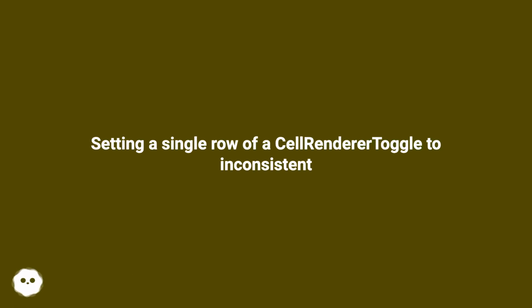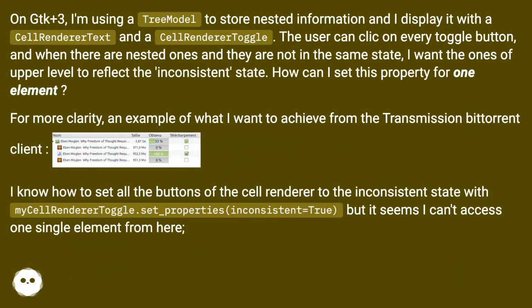Setting a single row of a CellRenderer toggle to inconsistent. On GTK+ 3, I'm using a tree model to store nested information, and I display it with a CellRendererText and a CellRendererToggle. The user can click on every toggle button, and when there are nested ones and they are not in the same state, I want the ones of upper level to reflect the inconsistent state. How can I set this property for one element?